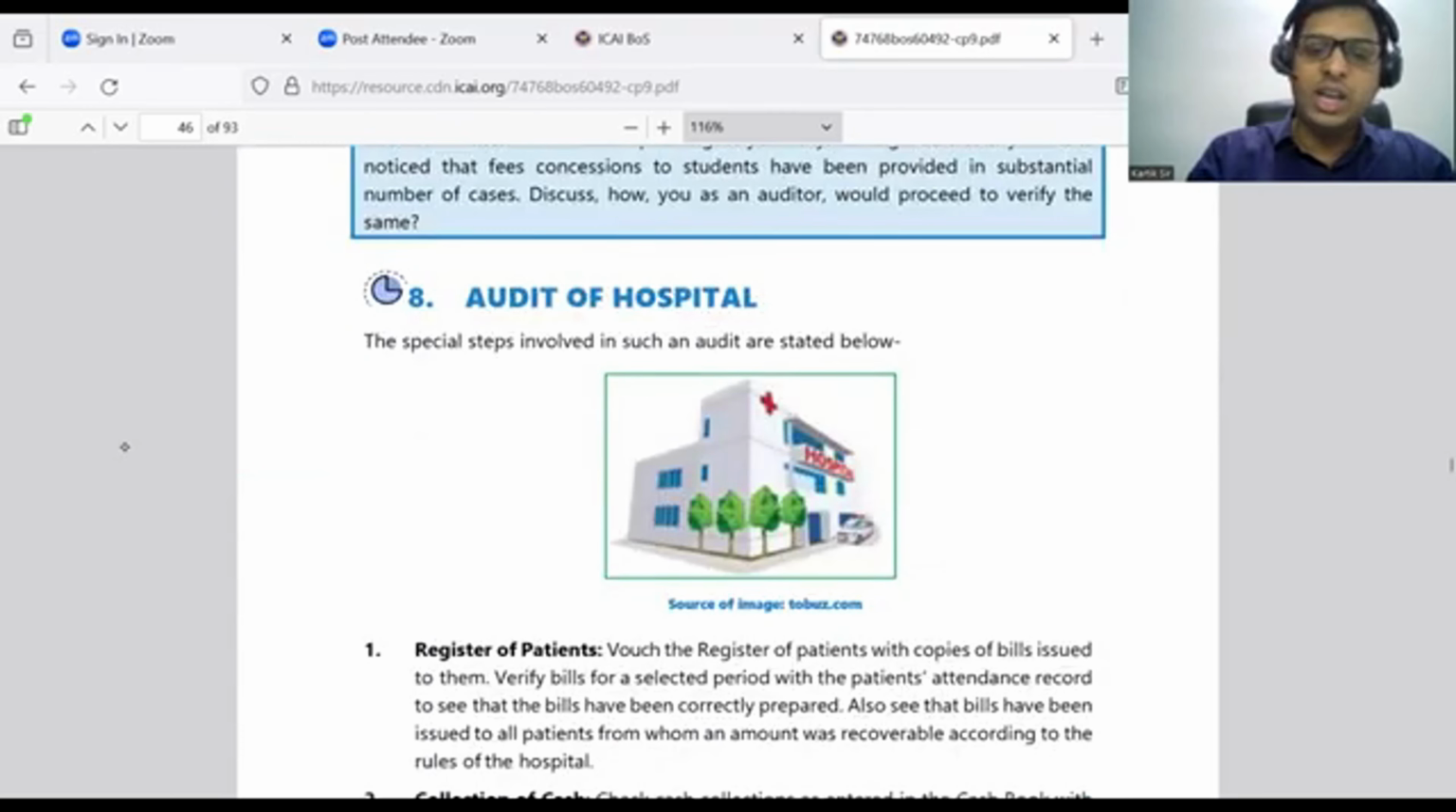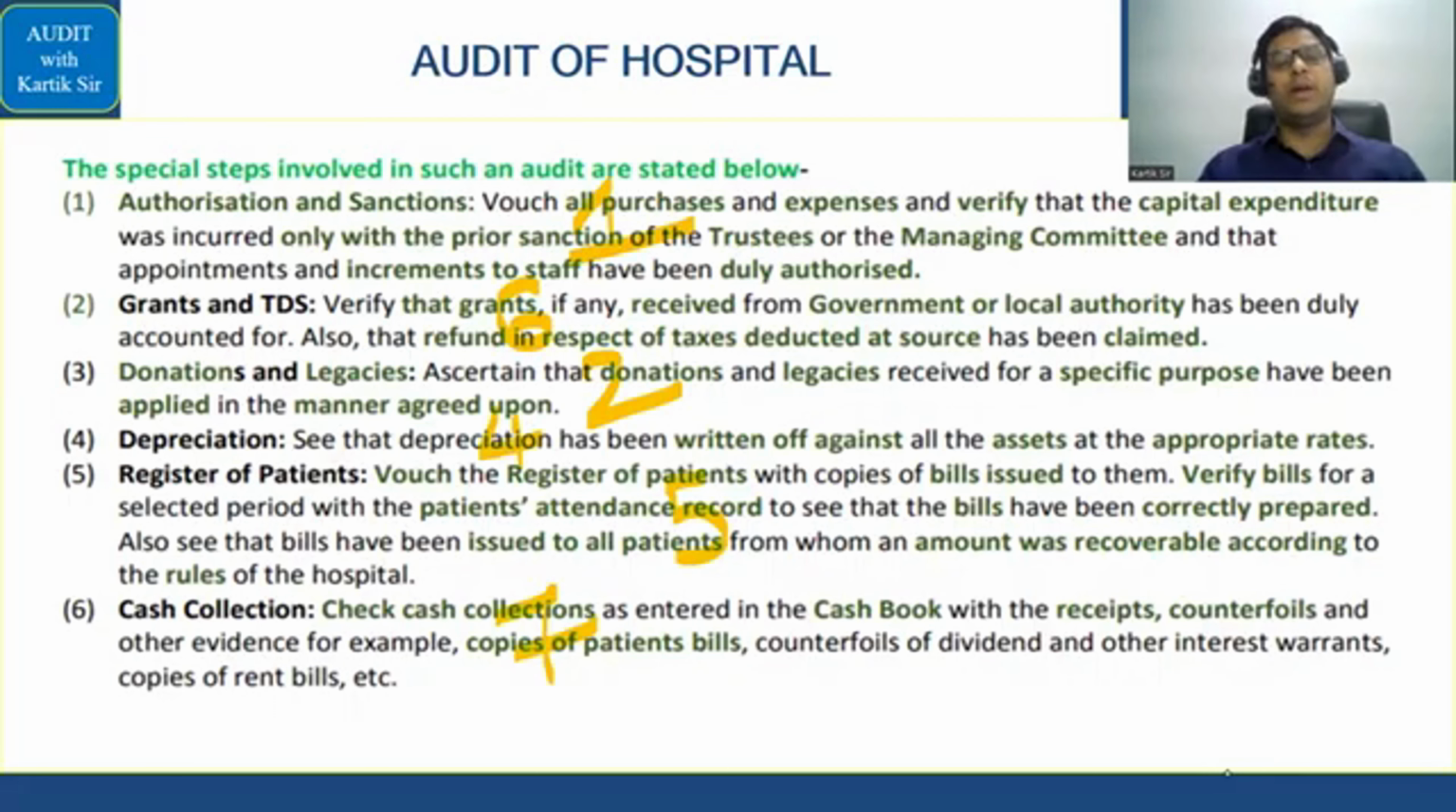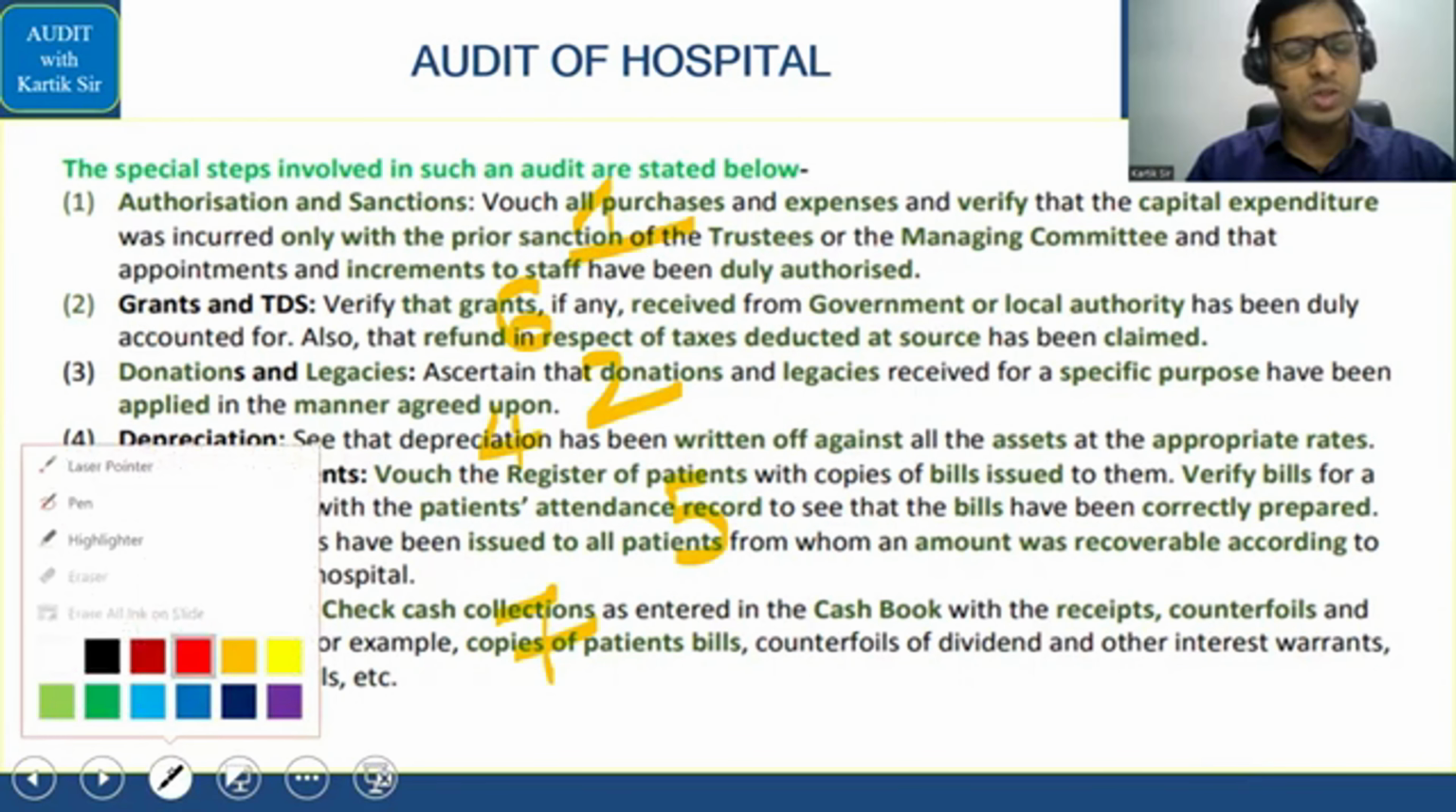ठीक है? Now I'll take you back to the main chart where you have the audit of hospitals. So let's do this from here. आ जाओ यहाँ पे. Now, audit of hospitals, what all have they covered? Pehle we'll go with the story and we'll immediately go to the point. The story, I think you remember also. So let's do it one by one.